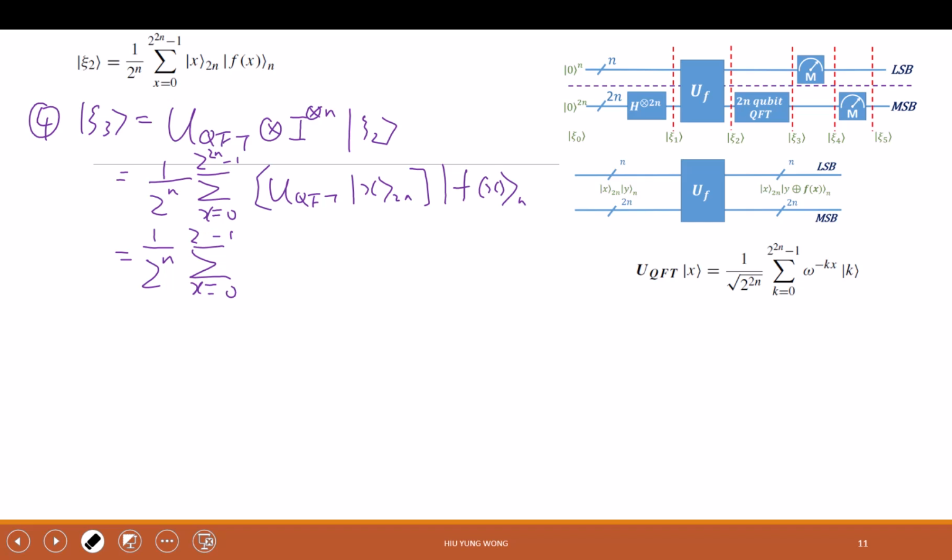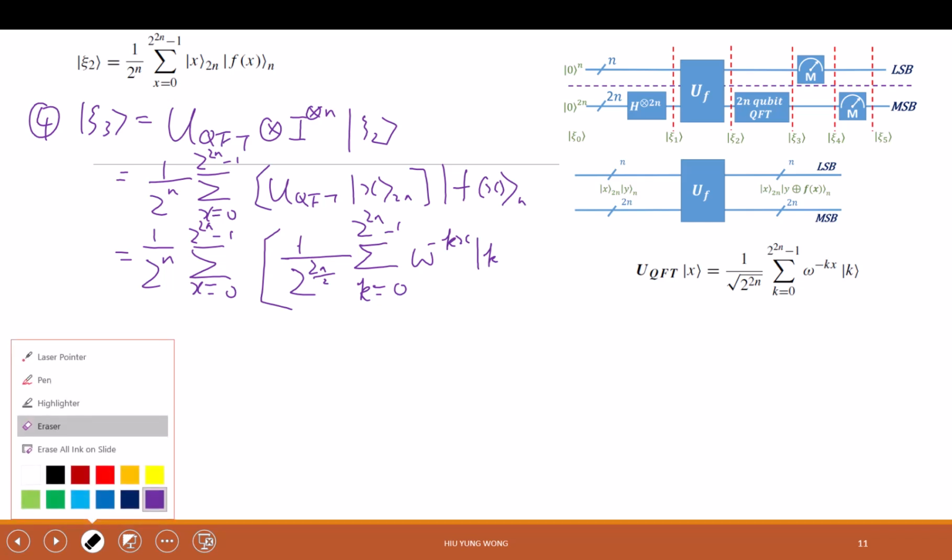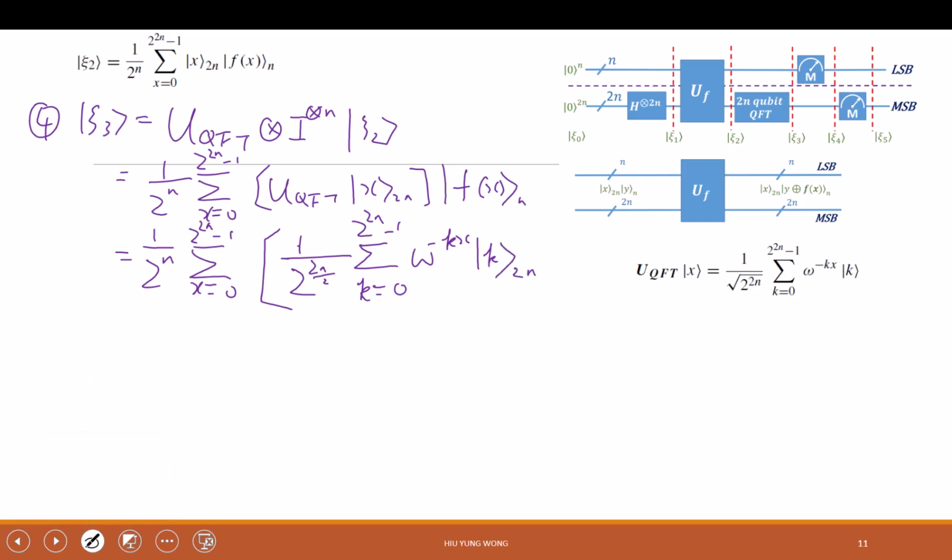To the power 2n minus 1. Quantum Fourier transform, if you remember, it is, again, you need to normalize it to the power 2n divided by 2, because this is 1 over capital square root capital N. And remember what the matrix is? This goes from 0, k to equal to 0, to the power 2n minus 1, omega negative kx, k. To n, f of x n.